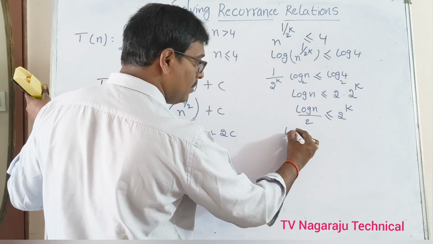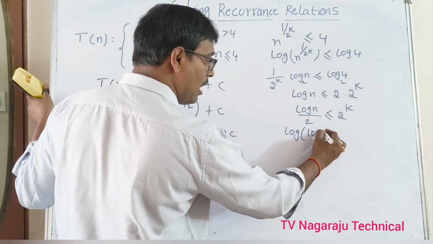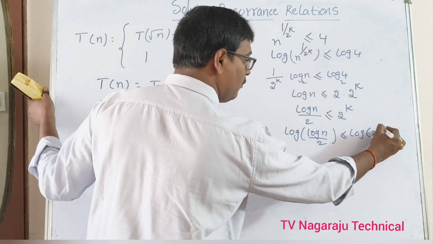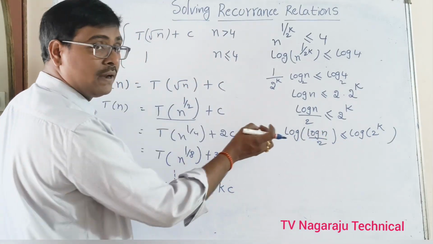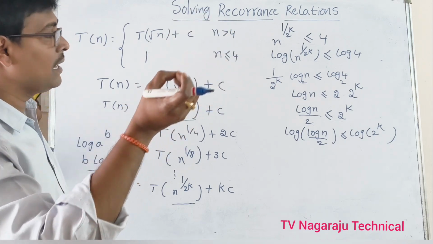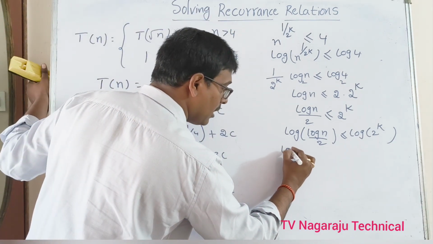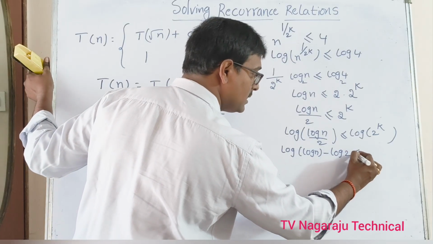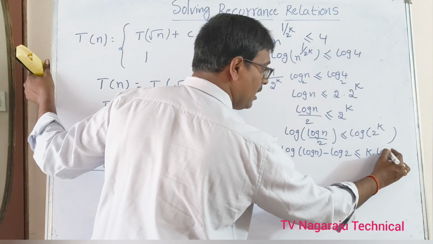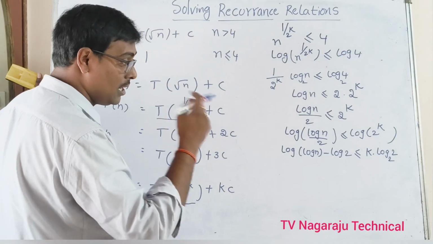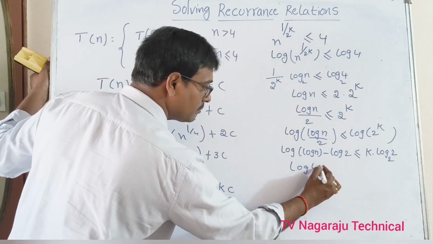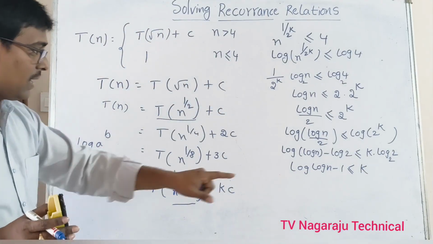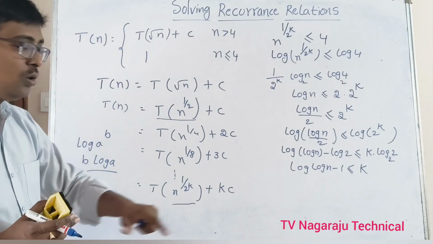Again take the logarithm. Log of log n by 2 is less than or equal to log of 2 power k. Log m by n, what is the formula? Log m minus log n. So log of log n minus log 2 is less than or equal to k into log 2 base 2. So log n minus 1 is less than or equal to k.